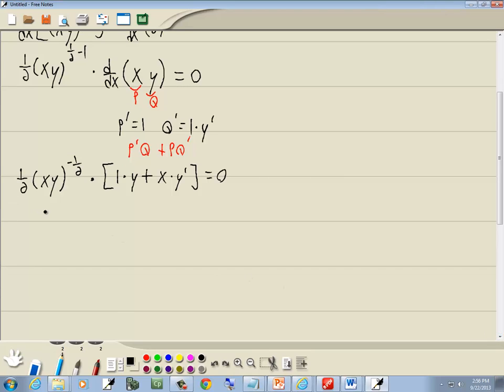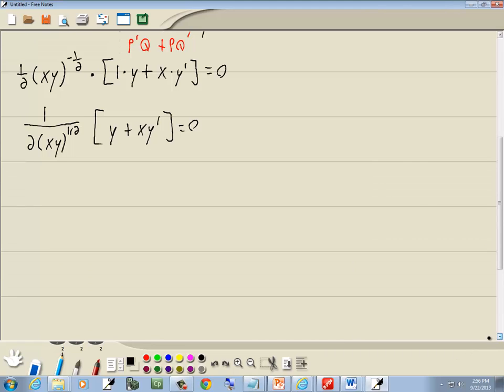Well, we don't want negative exponents, so I'm going to take this down to the denominator. So we've got 1 over 2xy to the positive 1/2. Remember, you take anything opposite in a fraction, the sign changes. 1 times y is y, plus xy prime is equal to 0. Now we need to solve for y prime. And there are shortcuts to this that definitely save you time. I'm going to ignore those shortcuts. I'm going to use our five steps we looked at in class for solving for y prime.